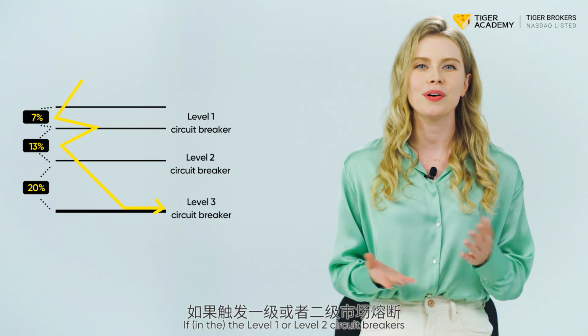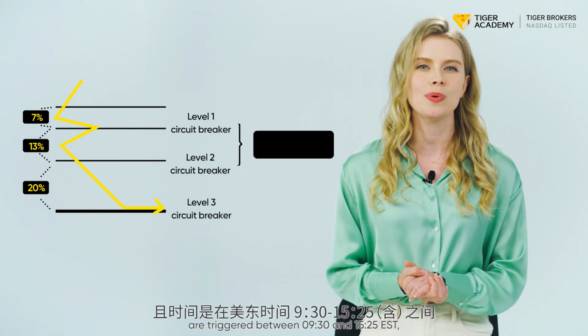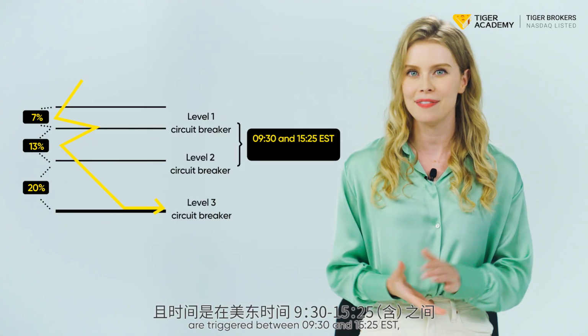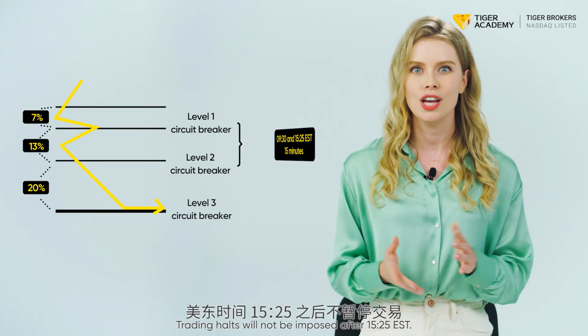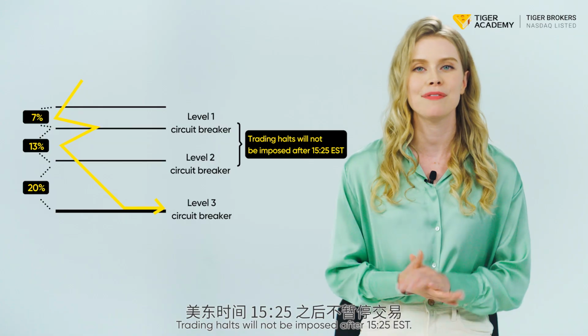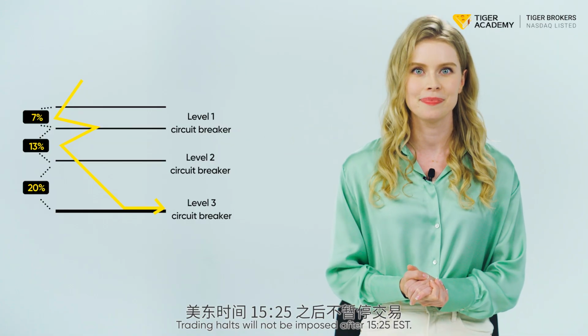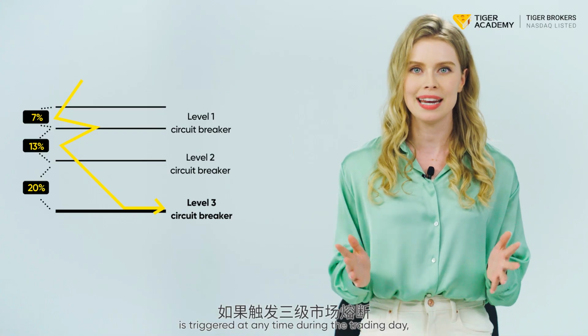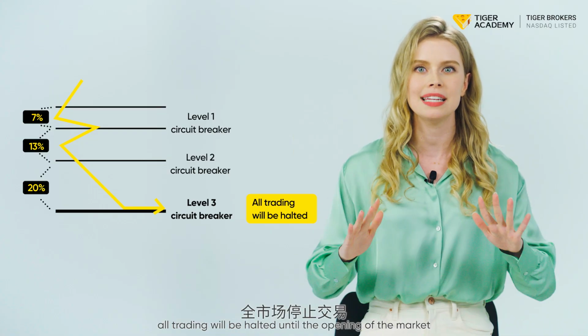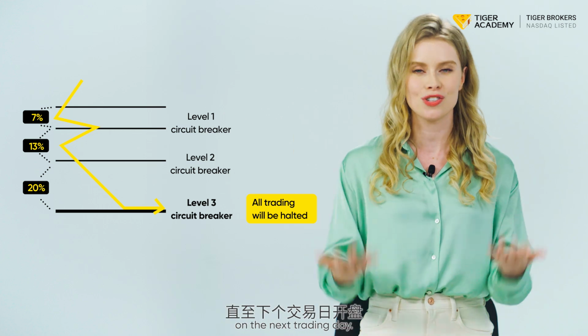If the level 1 or level 2 circuit breakers are triggered between 9:30 and 15:25 EST, all market trading will be suspended for 15 minutes. Trading halts will not be imposed after 15:25 EST. If the level 3 circuit breaker is triggered at any time during the trading day, all trading will be halted until the opening of the market the next trading day.